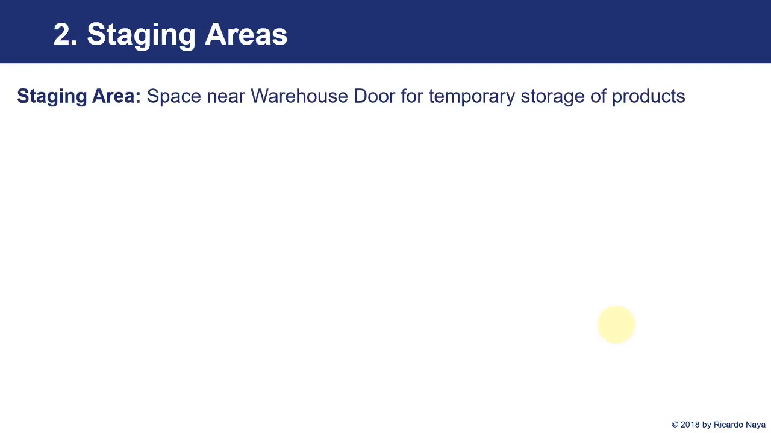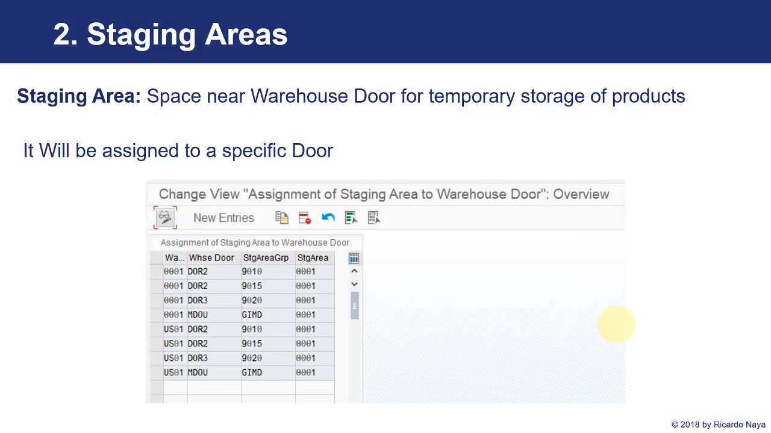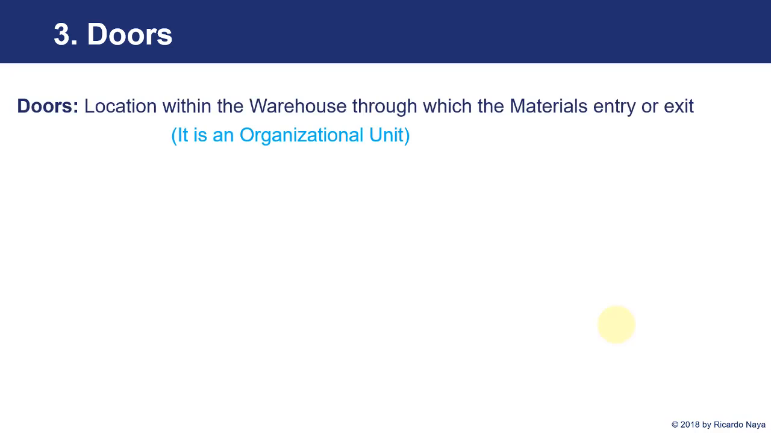As we have seen, this is just a space that is near each warehouse door for temporary storage of products. So as we saw, they are going to be assigned to specific doors, and they are going to be there waiting for being put away into the final location, into the bin where they are going to be stored. For instance, here we have a customized transaction as an example where we are linking these warehouse doors to different staging areas.